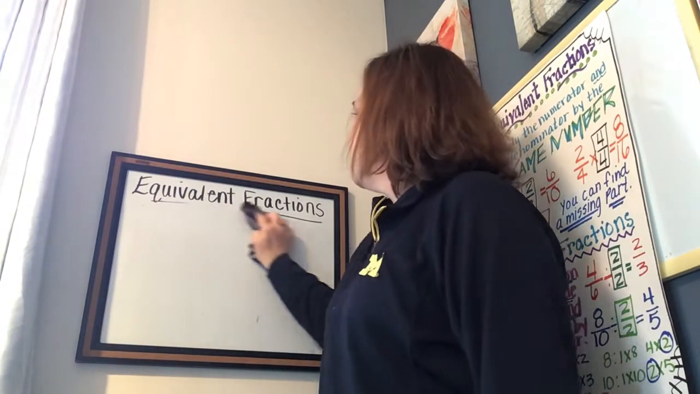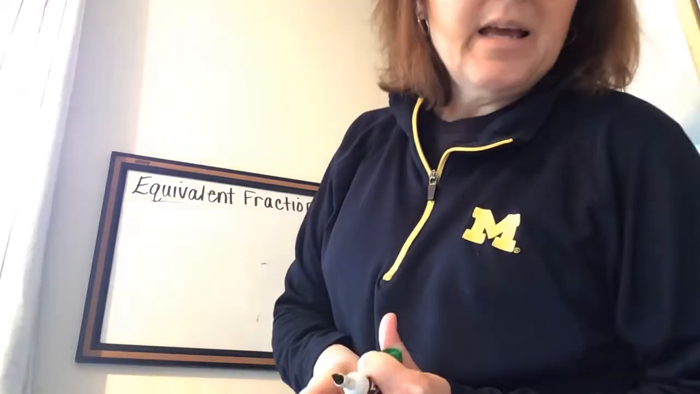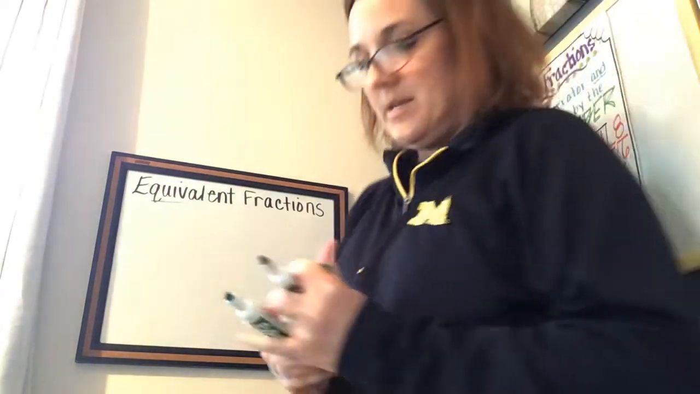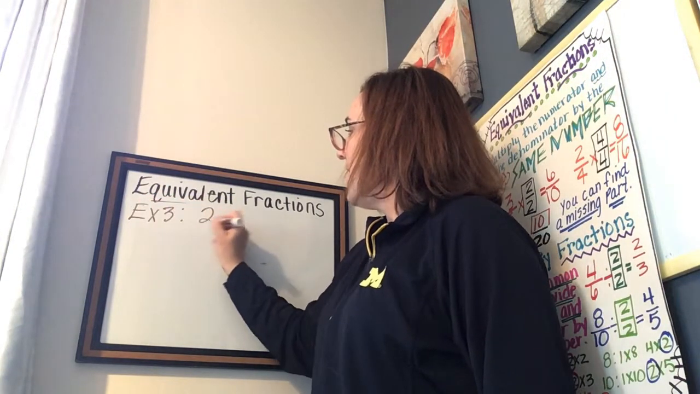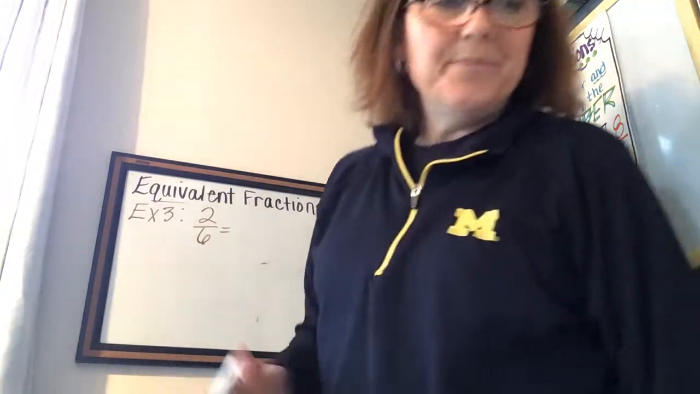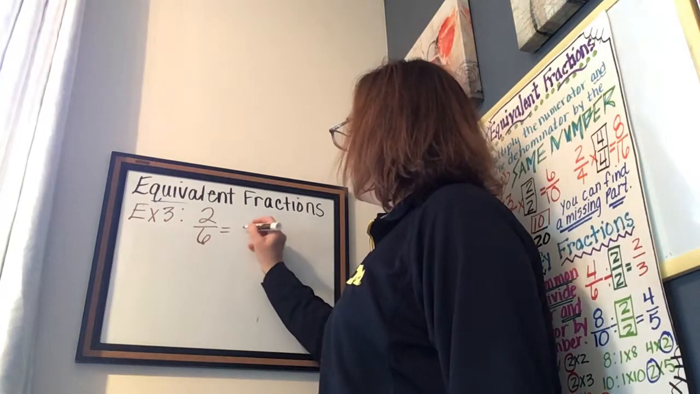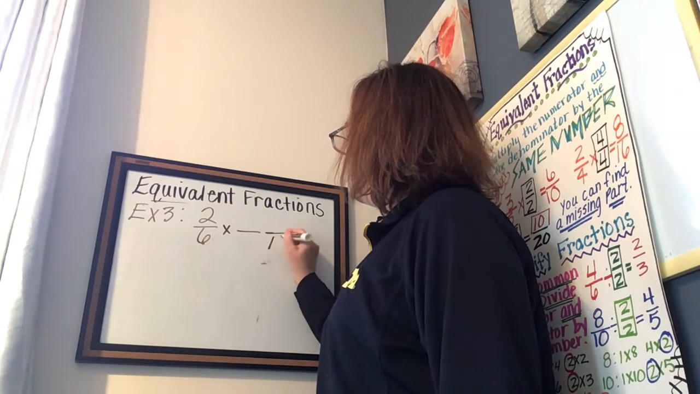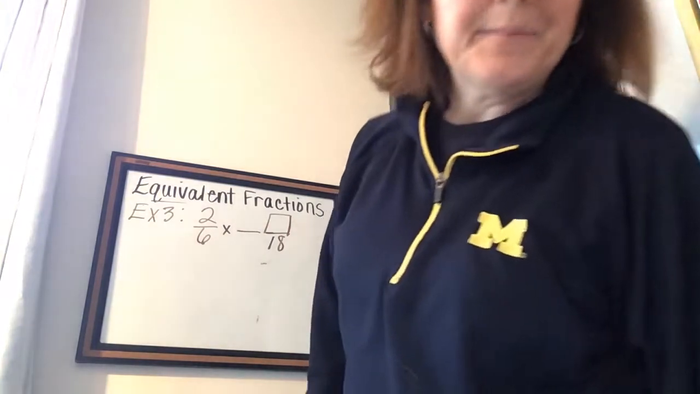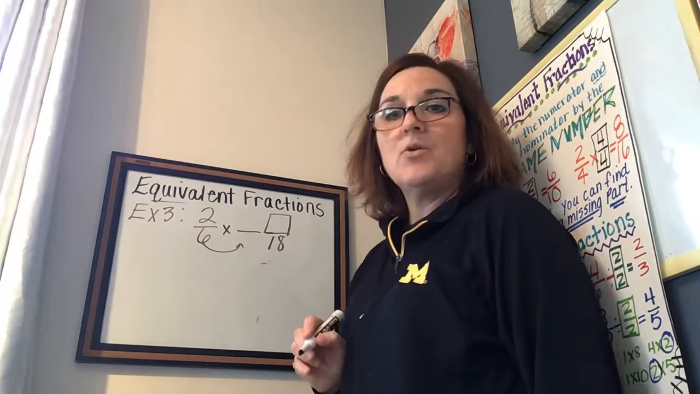Okay, so then our next set of examples say just part of the equivalent fraction is there, and you have to find the missing part. So example 3 is 2/6. So that equals what? Well, they're saying that it's going to equal something over 18. And again, that's the blank. So what you have to do is figure out what goes in that blank.